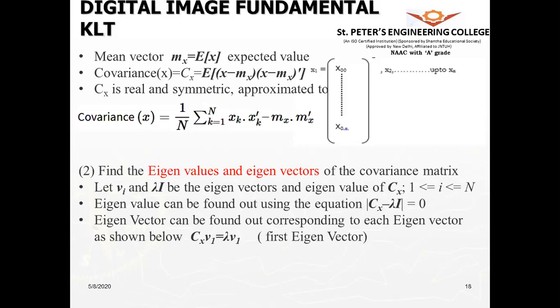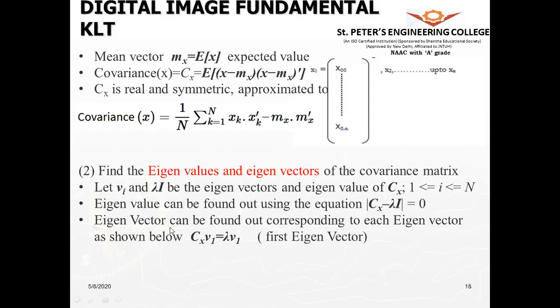Next, the second step, we have to find the eigenvalues and eigenvectors for the covariance matrix. So how we do that is, let vi and lambda i be the eigenvectors and eigenvalues of the covariance matrix, where the value of i varies from 1 to n, that is the number of columns. Then the eigenvalue can be found by using this equation: mod Cx minus lambda I is equal to 0.